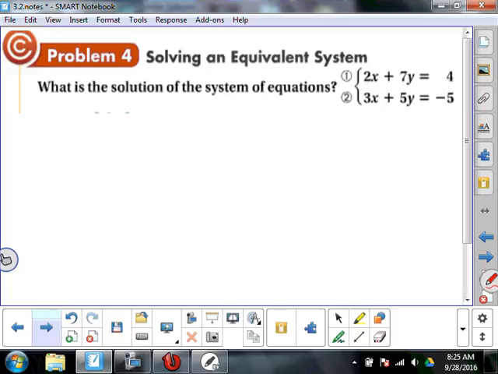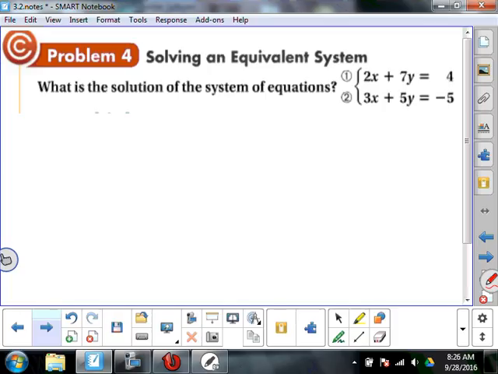The coefficients of x are 2 and 3. Are 2 and 3 the same? No. Are 2 and 3 opposites? No. 7 and 5, are they the same? No. Are they opposite? No. Oh, man. So this kind of starts us thinking about GCDs and LCMs and all that jazz. We'll be talking about all those things later.